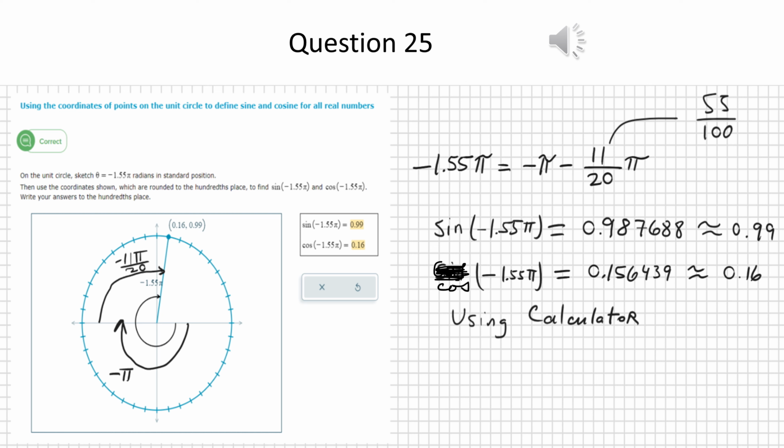Now, the rest is easy. You put it in the calculator. Sine -1.55 pi, and cosine, sorry. Cosine. This is cosine. Sorry, cosine. Let me fix that.